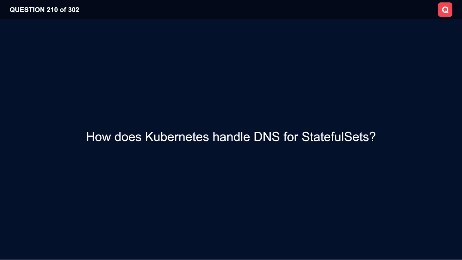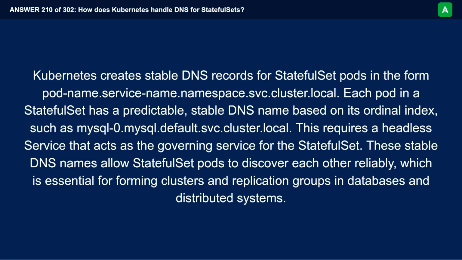How does Kubernetes handle DNS for StatefulSets? Kubernetes creates stable DNS records for StatefulSet pods in the form pod-name.service-name.namespace.svc.cluster.local. Each pod in a StatefulSet has a predictable, stable DNS name based on its ordinal index, such as mysql-0.mysql.default.svc.cluster.local. This requires a headless service that acts as the governing service for the StatefulSet. These stable DNS names allow StatefulSet pods to discover each other reliably, which is essential for forming clusters and replication groups in databases and distributed systems.